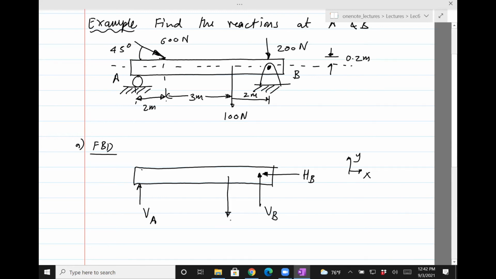Then this force is 100. This force is 200 newtons. And then I could keep that force, which is 600 newtons at 45 degrees. But I think it might make it much easier if I resolve it into two components, one in the vertical and the other in the horizontal direction. So what I need to do is take 600 cosine 45, and then I get 424. So what is 424? It's 600 cosine 45 degrees.